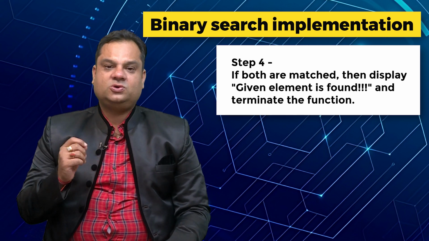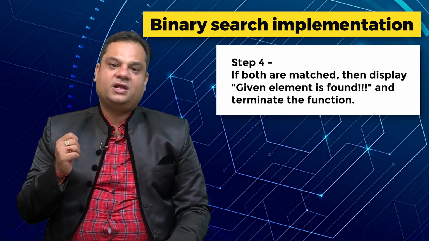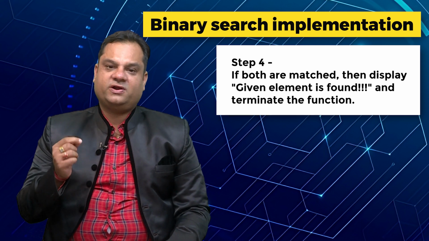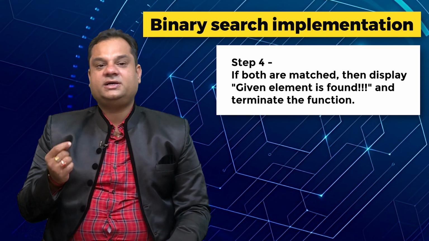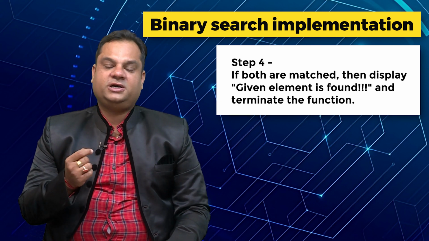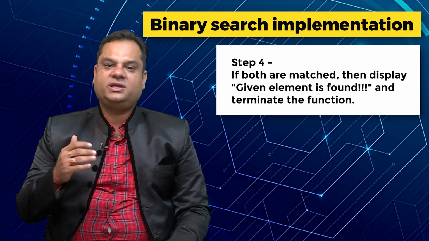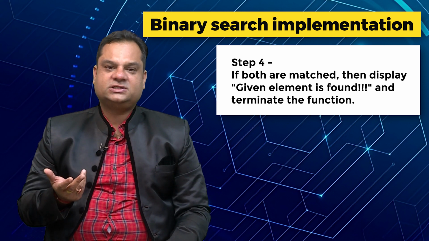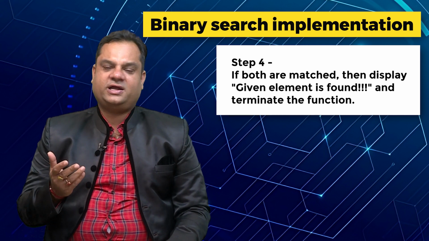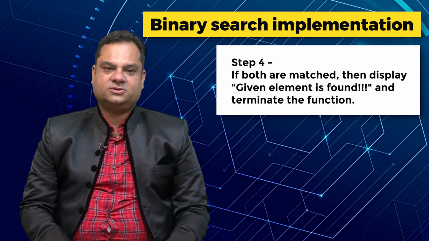Suppose what we want to search, we already execute it at the middle position, we can find the middle position. So we can display one message, "given element is found", and terminate the function. We can't go for the rest of the operation. If we find our task is successful, we stop the operation and directly exit from the algorithm.